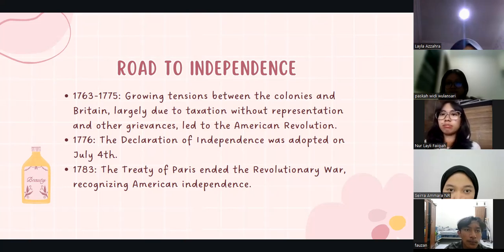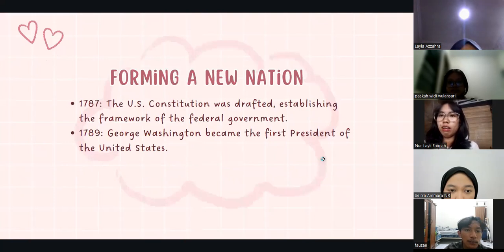Next is forming a new nation. The theme of forming a new nation in American literature looks at the struggles, dreams, and experiences of early American settlers as they created a new identity separate from Europe.